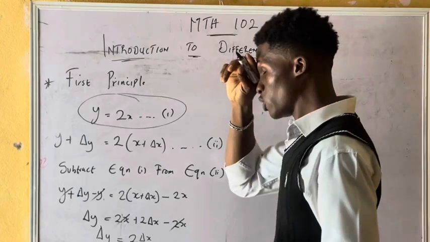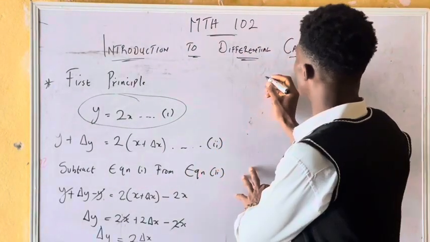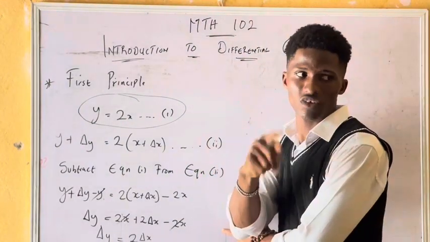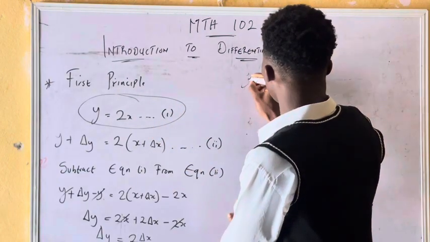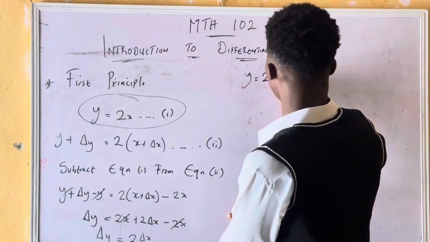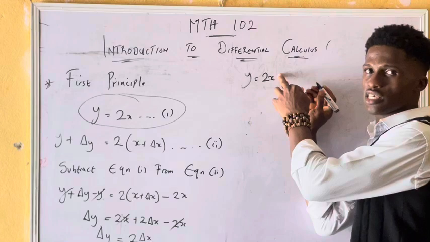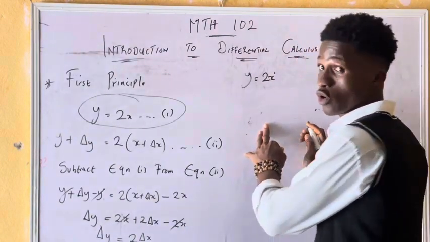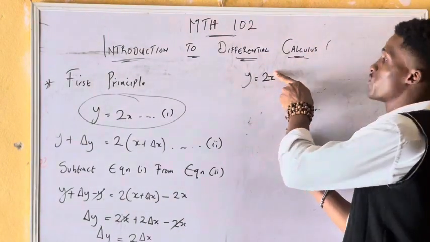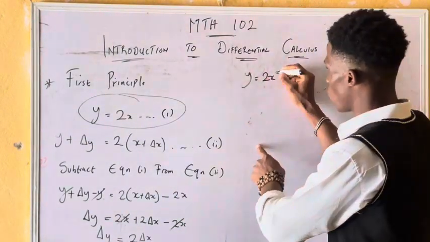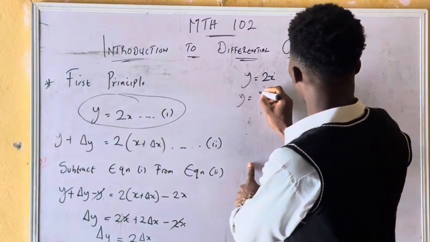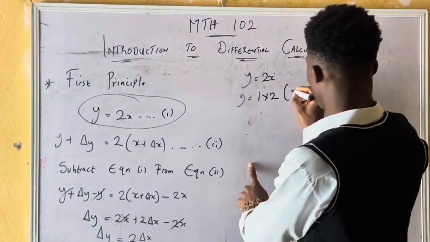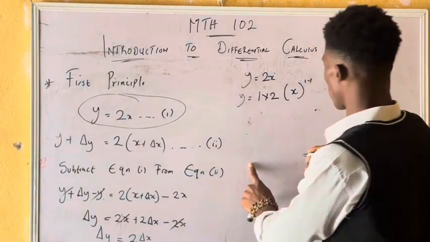Now remember I told you that in the power rule, what you simply do is use the power to multiply the coefficients and then you subtract 1 from the power, right? This is y equal to 2x. What is the power of x here? The power of x here is 1. You are not seeing it because it's not really necessary to write 1, but there's 1 there. So y is equal to 1 times 2, x to the power 1 minus 1.